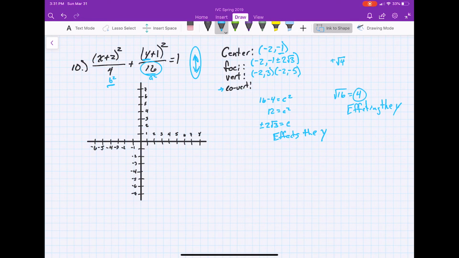Now my co-vertices is the square root of my b value. So plus or minus the square root of 4 is my b. So plus or minus 2 is equal to b. Now I'm affecting the x value because I'm trying to find the co-vertices, which are along the narrower side. So it's going to be 0, -1, and then -4, -1.